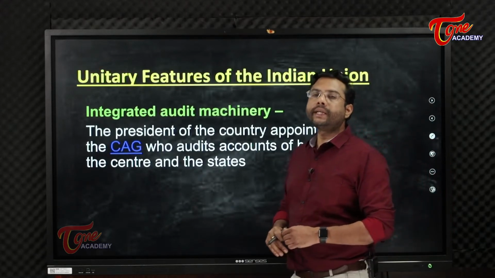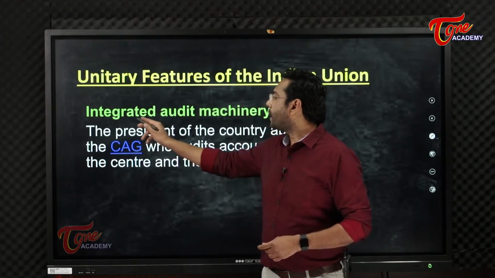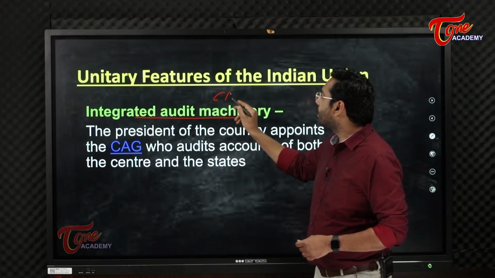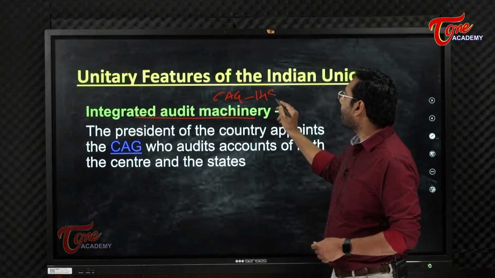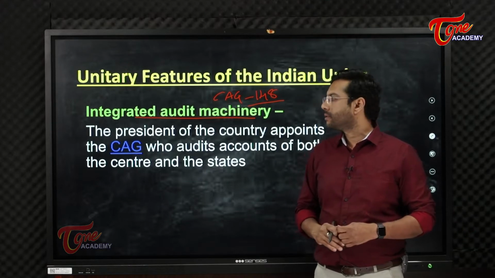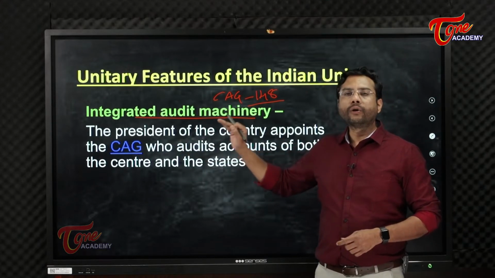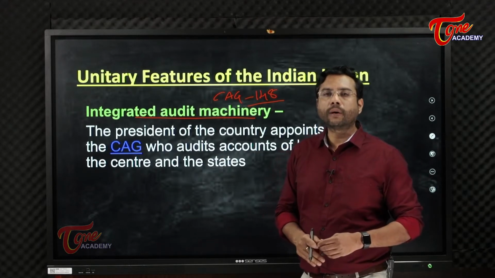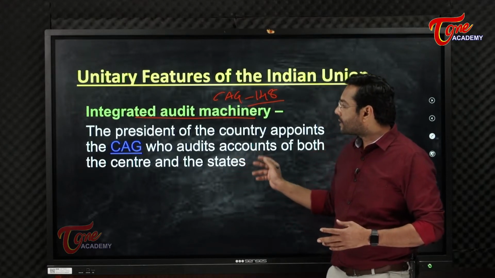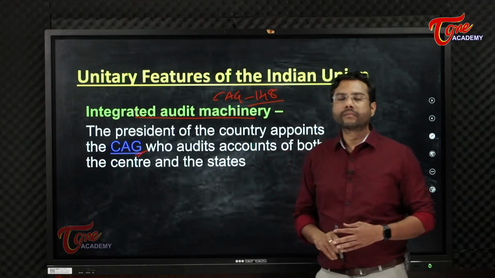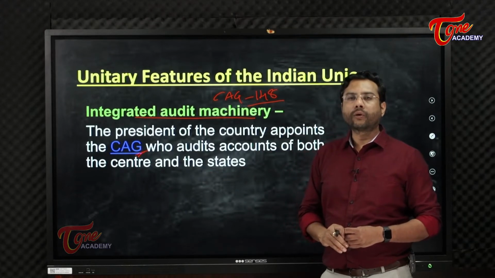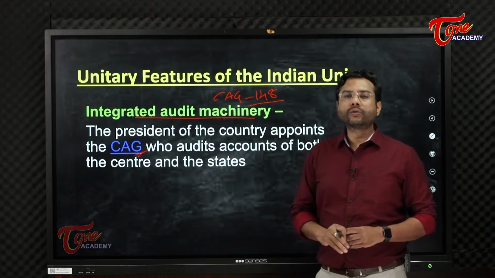Moving to another unitary feature, audit machinery. We have integrated auditing machinery. We have CAG, that is Comptroller and Auditor General, under Article 148. We have a common auditing machinery both for union and state governments. So, a single authority would audit the accounts of both union and state governments as well. The accounts of the state are also maintained by the CAG. So, here one constitutional authority, a union authority, would audit the accounts of state governments.